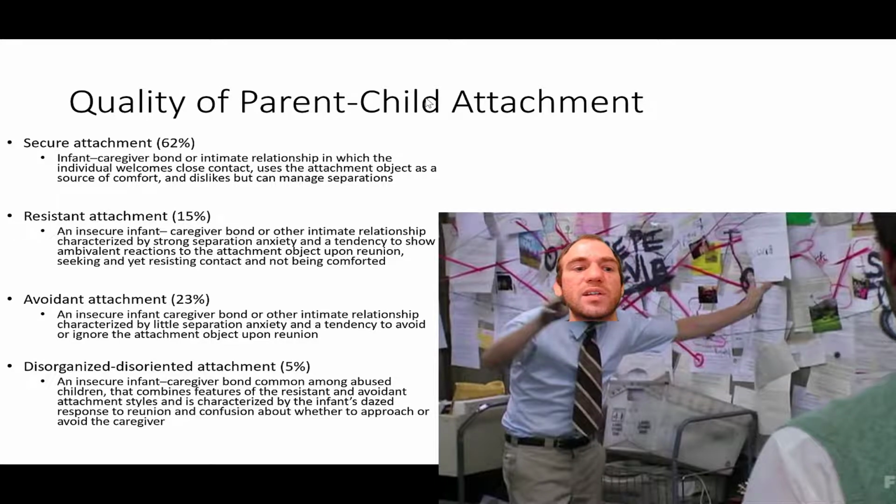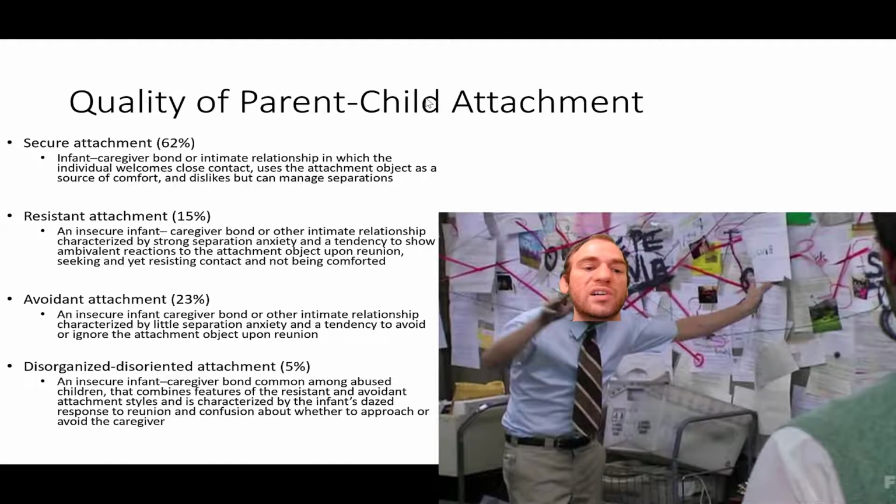Secure attachment is an intimate relationship in which the individual welcomes close contact, uses the attachment object as a source of comfort and dislikes separations, but can manage them. Resistant is also referred to as insecure: an infant caregiver bond or other intimate relationship characterized by strong separation anxiety and a tendency to show ambivalent reactions to the attachment. Upon reunion, seeking and yet resisting contact and not being comforted.